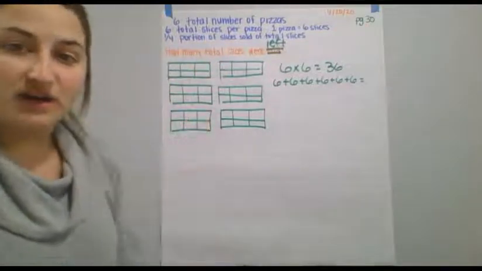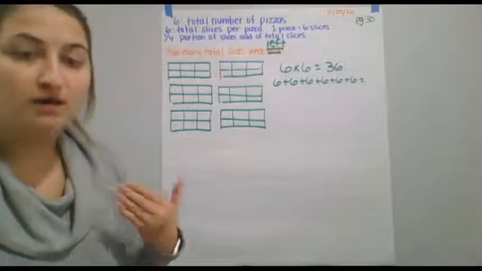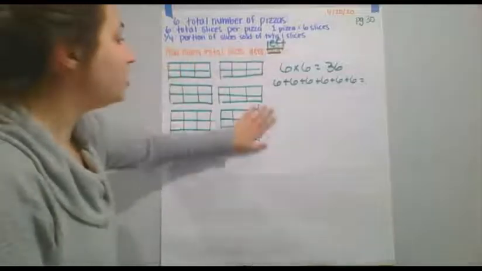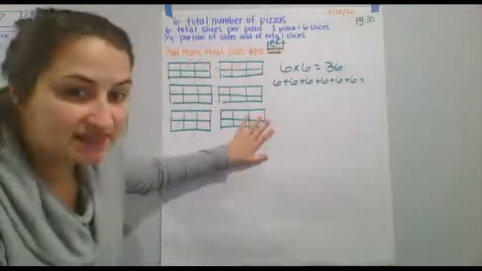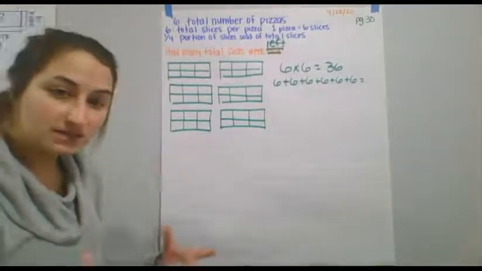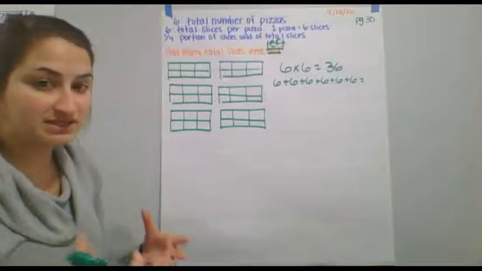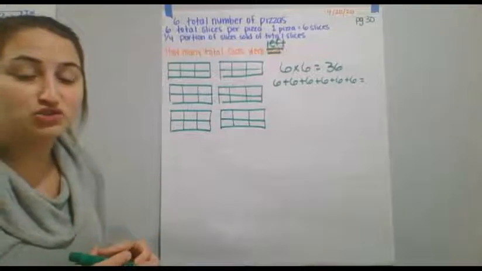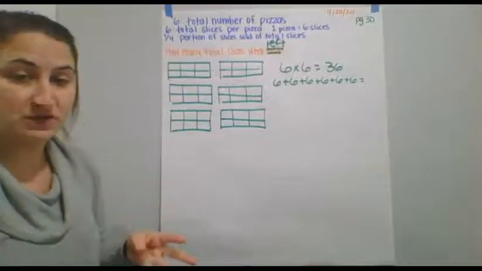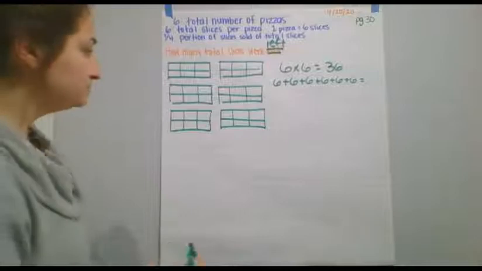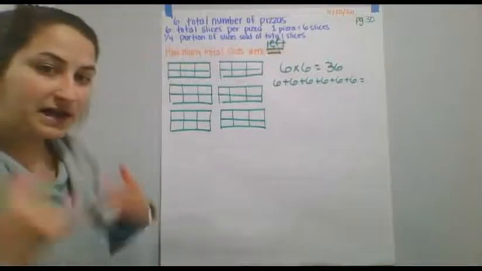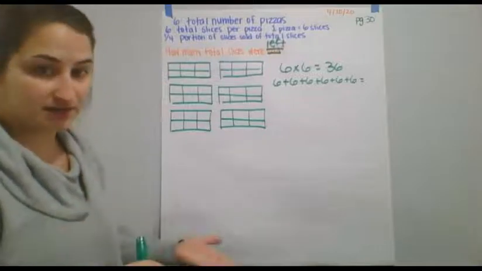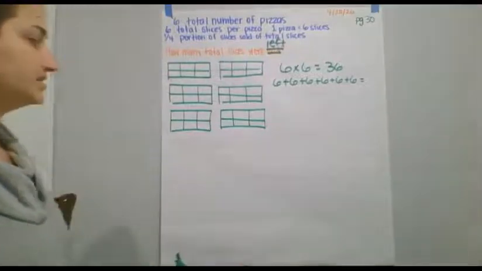And now we want to figure out if we sell 1/4 of those, okay? So if we have all of our slices, so we're not necessarily thinking about our pizzas as a whole, we're thinking about those 36 slices. If I was able to put those 36 slices into 4 equal groups, what would that look like? Okay, so I'm basically kind of asking myself, what is 1/4 of 36? What is 1/4 of 36?